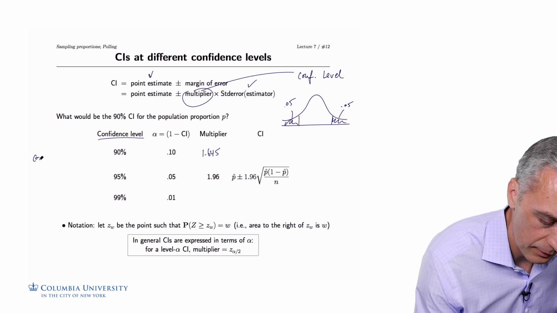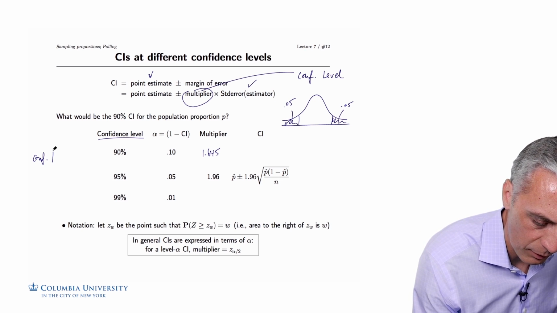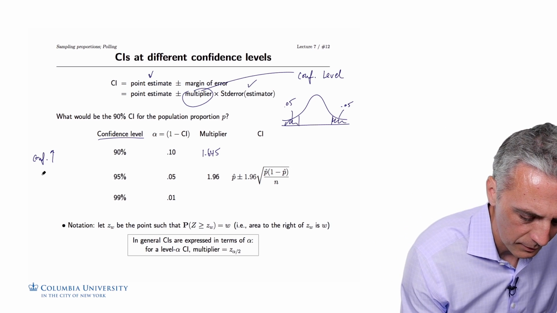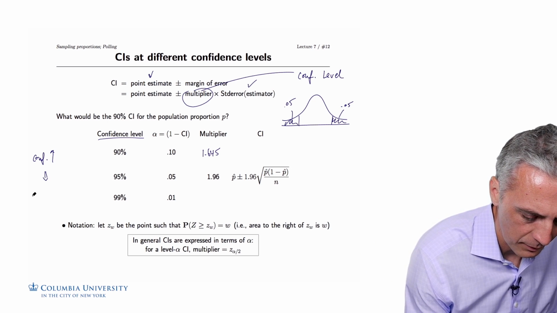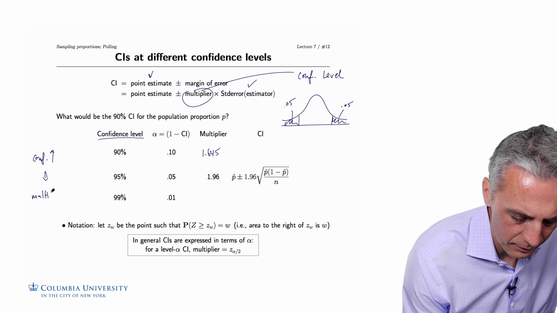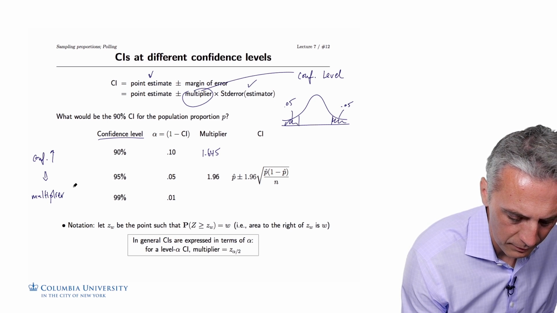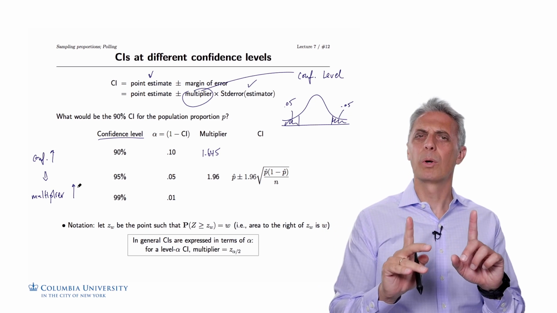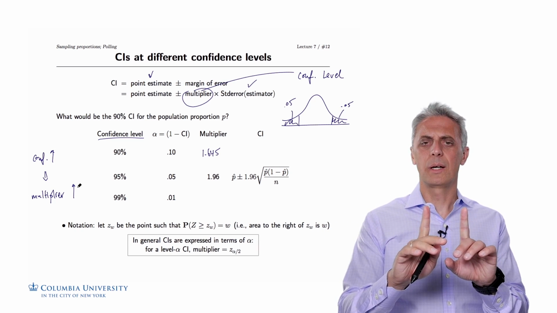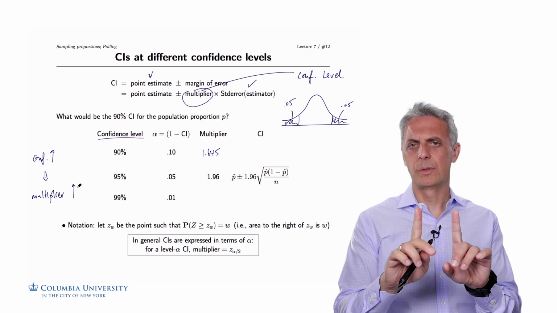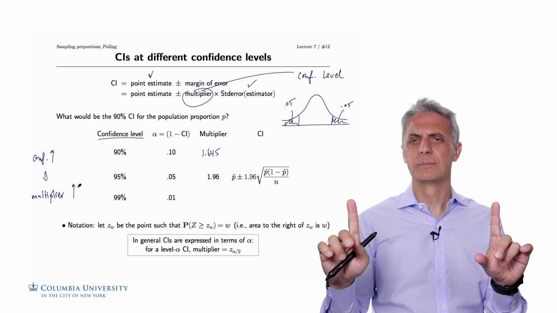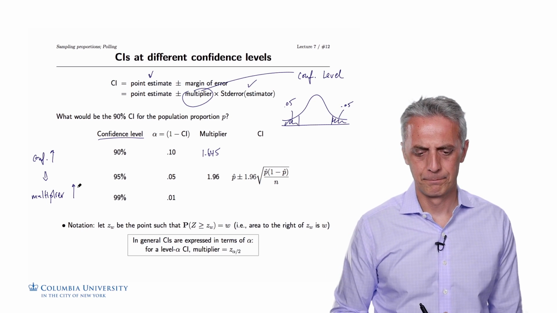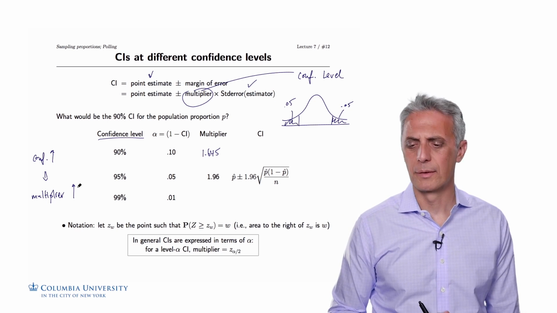So as confidence goes up, so if you want to be more confident, your multiplier itself goes up, which is intuitive. If you want me to be correct more of the time, the easiest thing for me to do is just quote you a wider interval. All right? And I do that by changing the multiplier. Okay, so I'll stop here. That's it for today.